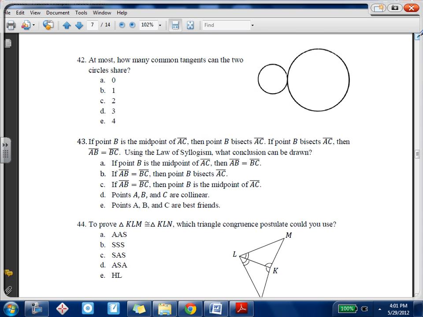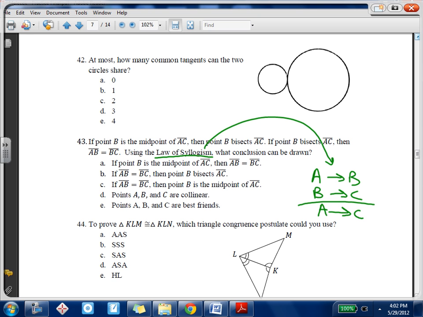43 talks about logic from a long time ago, chapter 2. If point B is the midpoint of AC, then point B bisects AC. If point B bisects AC, then AB is equal to BC. Using the law of syllogism, what conclusion can be drawn? The law of syllogism, remember, says that if A then B, if B then C, so therefore, if I start with A, I'm going to end up with C.